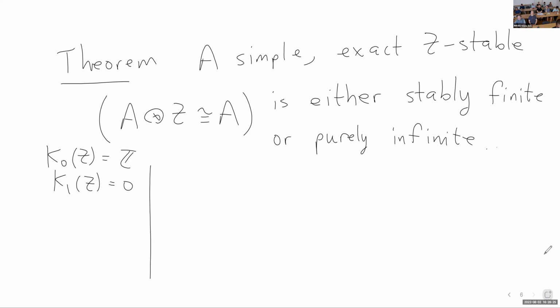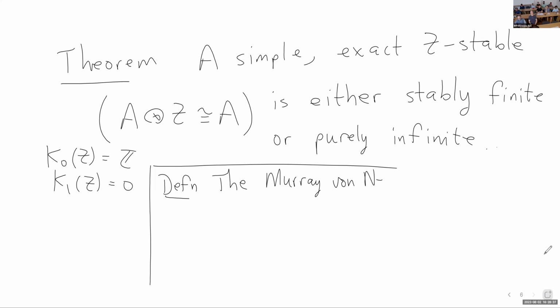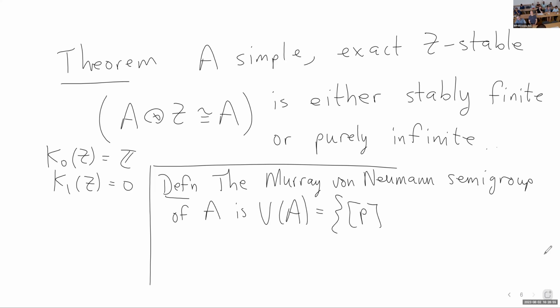Definition. The Murray-von Neumann semigroup of a C-star algebra A is denoted by V(A), and it is the set of equivalence classes of projections in matrix algebras over A.